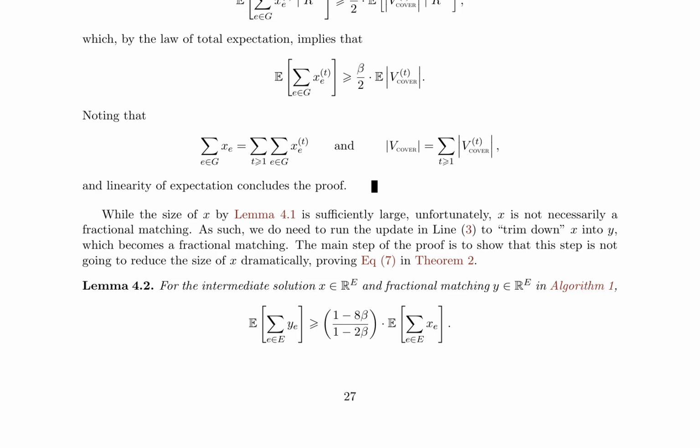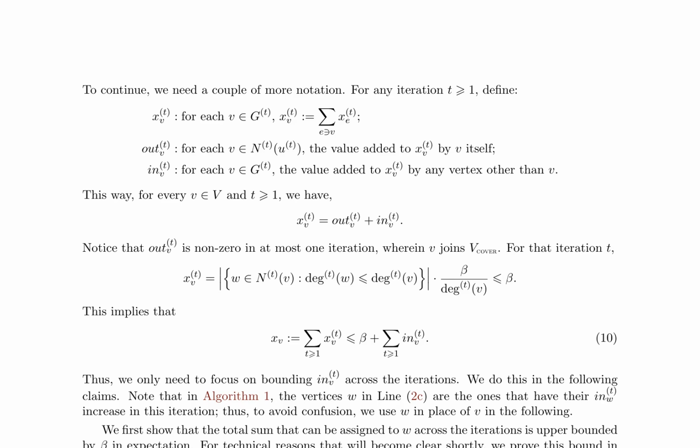To continue the analysis, additional notation is introduced. For any iteration $t ≥ 1, the value $x_{t,v} is defined as the sum of the values of the edges incident to vertex $v at iteration $t. The values $out_{t,v} and $in_{t,v} are also defined, representing the value added to $x_{t,v} by vertex $v itself and by other vertices, respectively.